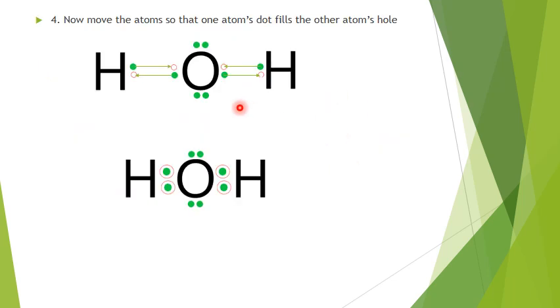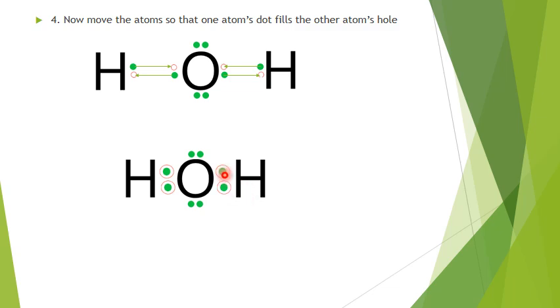All right, after that, what you do is you have the dots fill the holes. Okay, so here goes here, here goes here, here goes here, here goes here. And so now there's a dot inside each hole. So what you have now is a shared pair of electrons here. These 2 electrons essentially belong to this hydrogen and this oxygen. So hydrogen now has 2 electrons in its outer shell, and oxygen has 8.